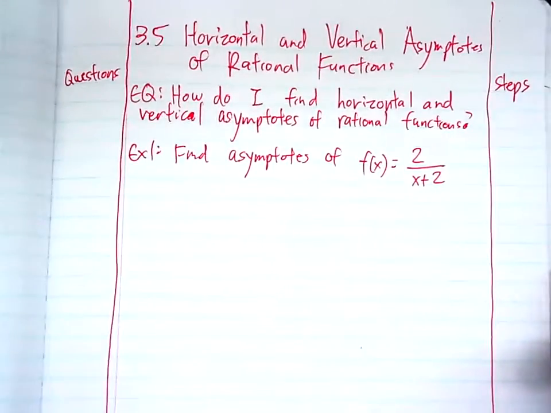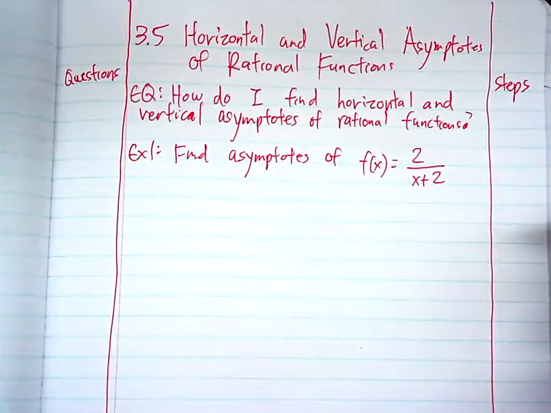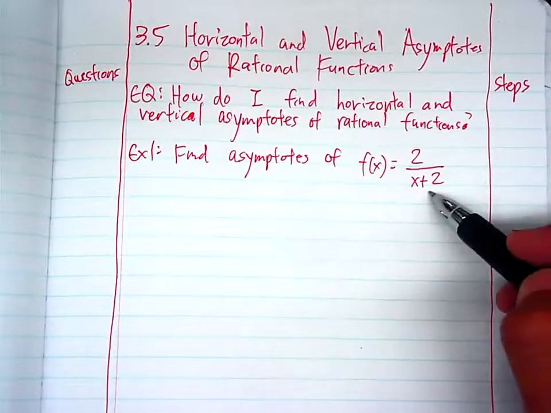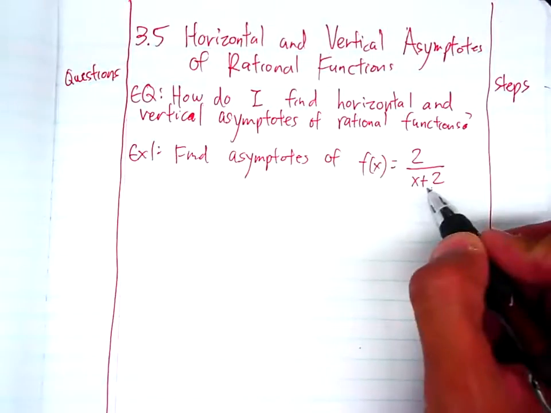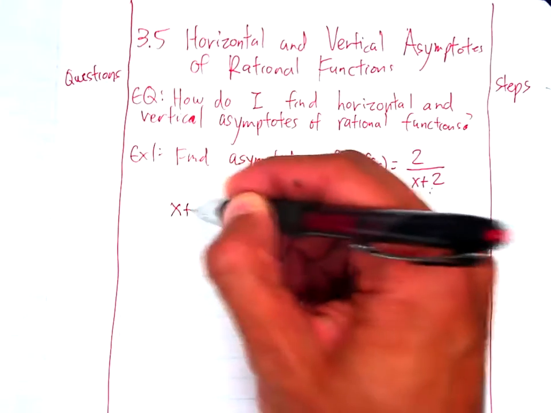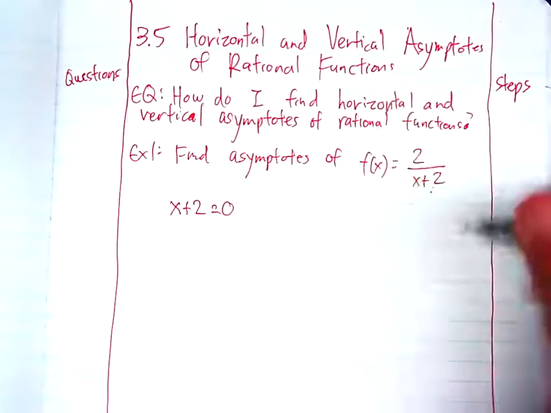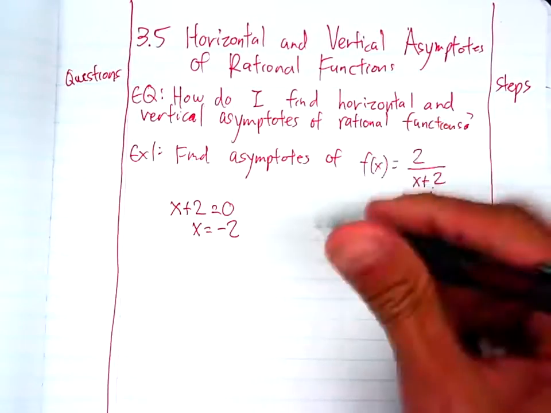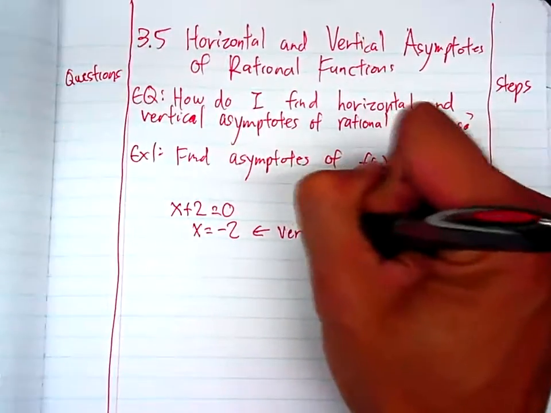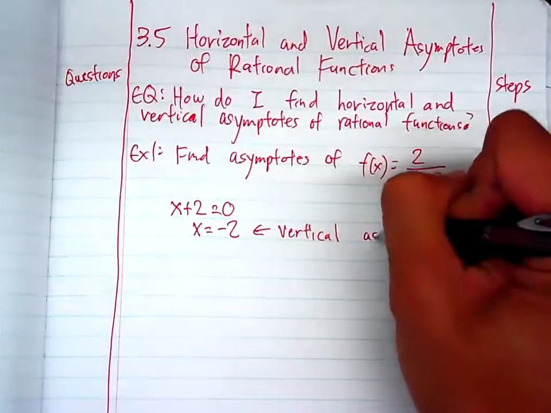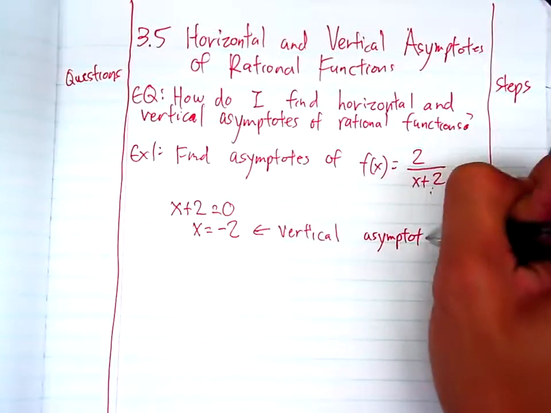Example 1 is to find the asymptotes of f of x equals 2 over x plus 2. If I follow the steps, step 1 says the graph of f has vertical asymptotes at the zeros of d of x. Since d of x is the denominator, I have to find the zeros of the denominator. If I set x plus 2 equal to 0, x will equal negative 2. So therefore, I have a vertical asymptote at x equals negative 2.